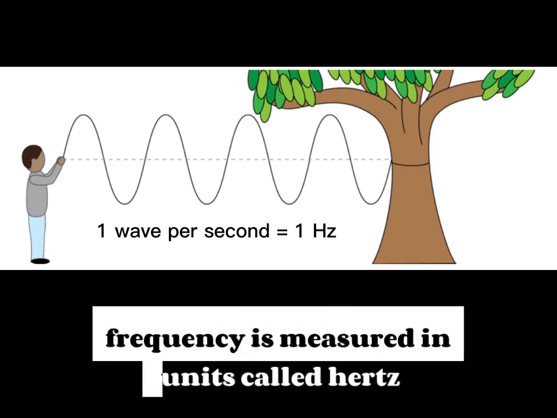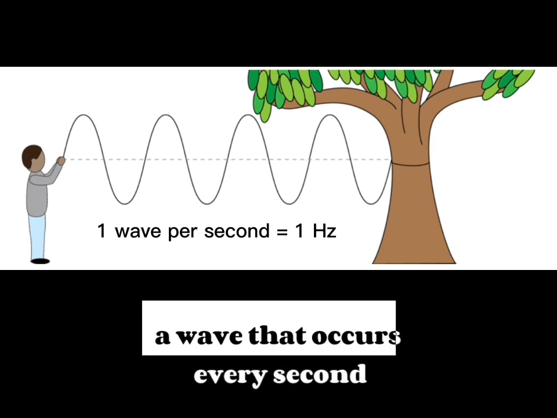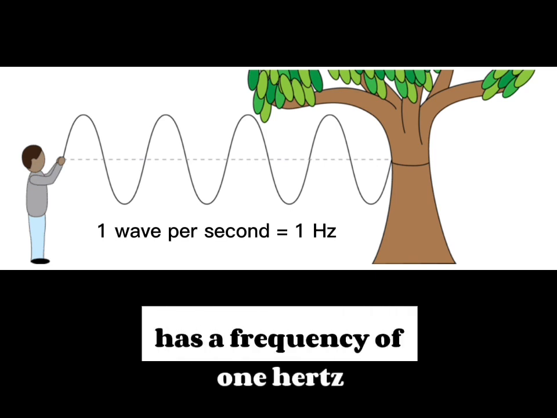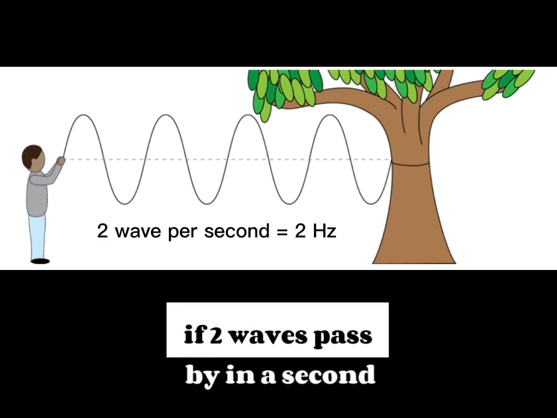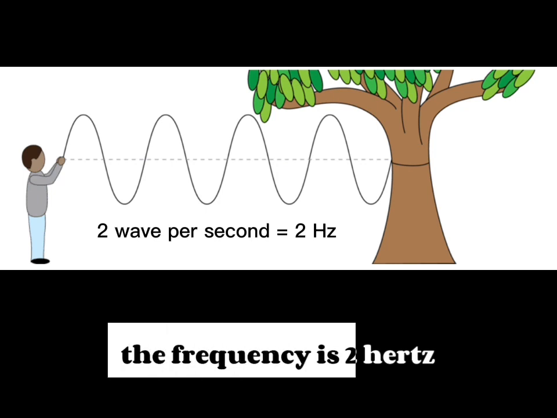Frequency is measured in units called hertz. A wave that occurs every second has a frequency of 1 hertz. If 2 waves pass by in a second, the frequency is 2 hertz.